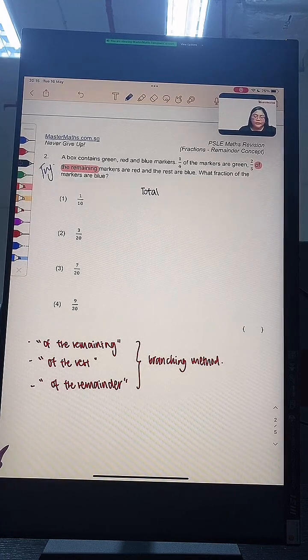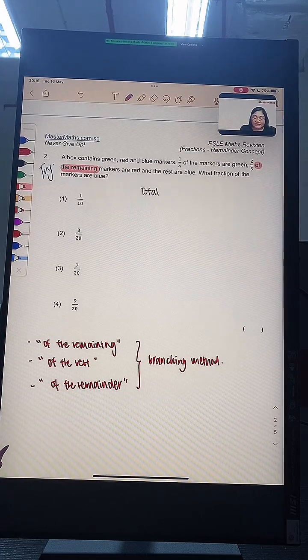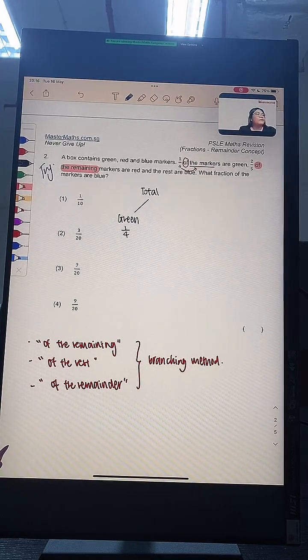Then we will branch out to what the question told us. The question told us that 1/4 of the markers are green. So in fractions, the denominator always refers to the item after the word of. So our keyword of here tells us that 1/4 is of the markers. So it's of the total. Therefore, I am going to branch out to the green markers. This is 1/4.